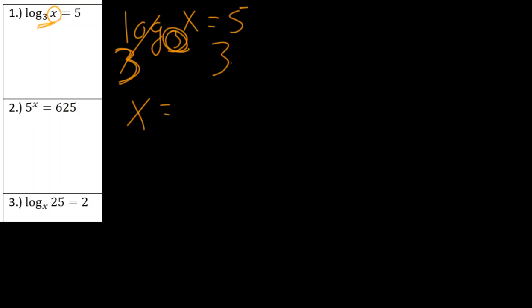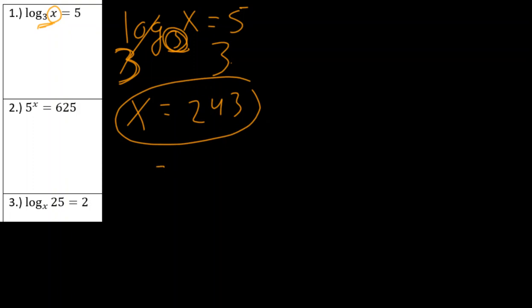Now this is something that you might have to use your calculator on, and so let's see. It's going to be 3 times 3 times 3 times 3 times 3, which will give us 243. Okay, let's move on to our second example.